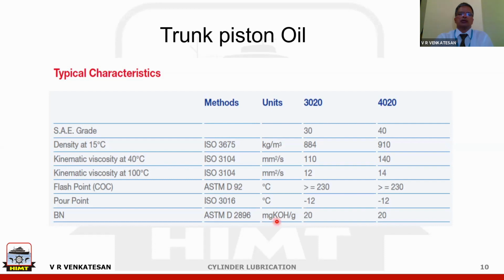milligram of potassium hydroxide per gram. So this is the unit for specifying the base number in the oil. And all of you will know that the base number indicates the amount of alkaline additive in the lube oil, which is meant for neutralizing the acids which are produced.